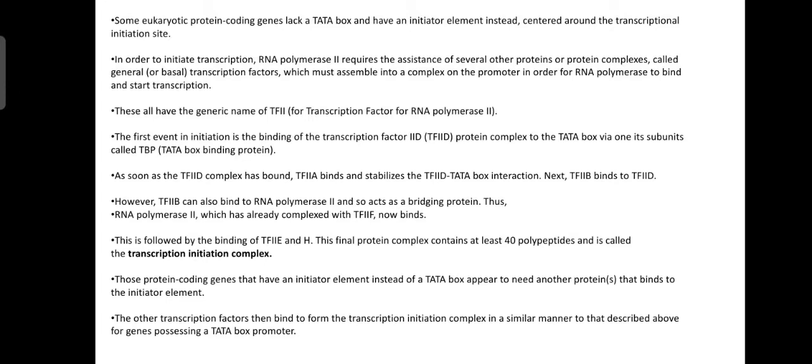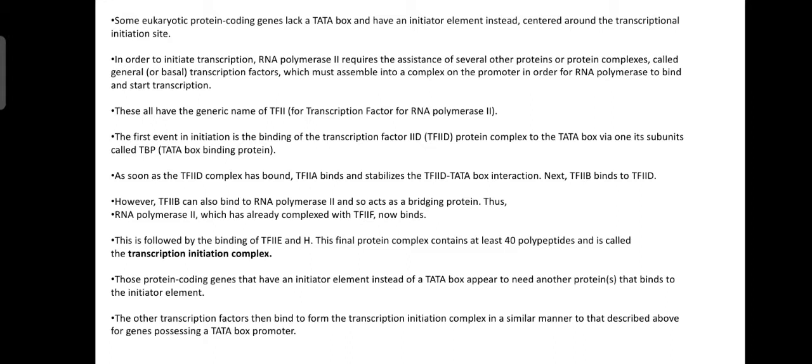Some eukaryotic protein coding genes will lack this TATA box. Instead, they will have an initiator element that's centered around the transcriptional initiation site. In the last slide, we learned that RNA polymerase will have a highly conserved consensus called the TATA box. But some of the eukaryotic protein coding genes will not contain this TATA box, but instead they will have an initiator element. Okay, so we can look at what RNA polymerase 2 will do.